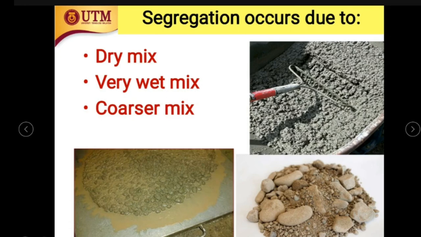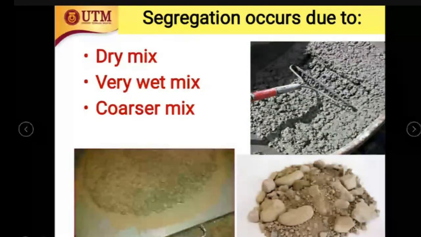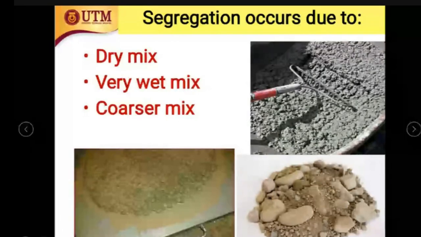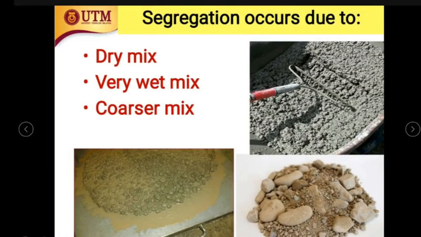Okay? So segregation normally occurs due to a very dry mix. When the mix is too dry, you need a lot of compaction. When you need a lot of compaction, because of the vibration that you give to the aggregate, you give force to the aggregate, so the aggregates escape themselves from the mix, and then they sink below at the bottom. So that is how segregation occurs. Not because of the dry mix itself, but because it is a dry mix and you need more compaction, and it will result in segregation. So that is one thing.